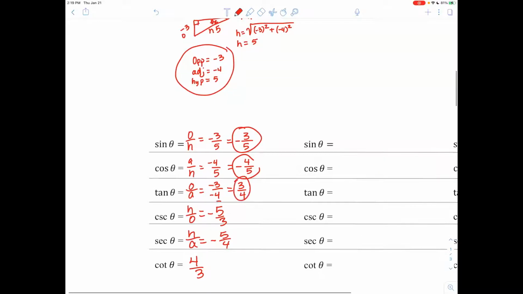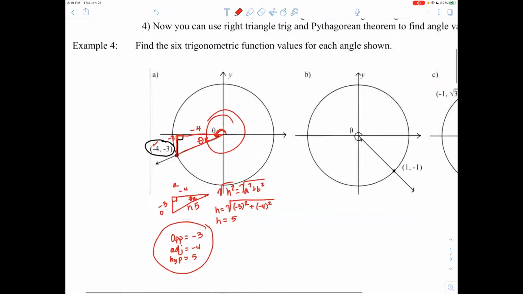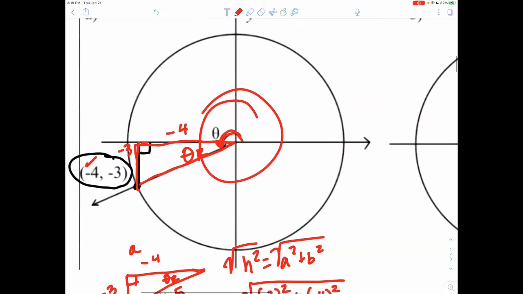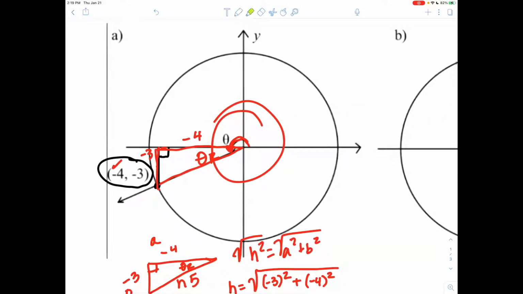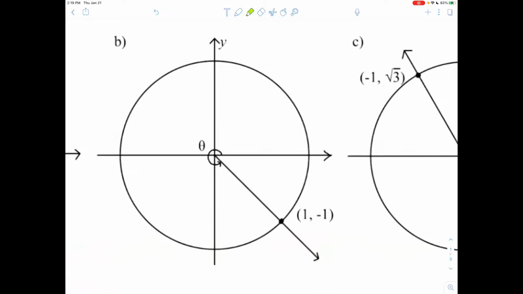And so those would be all the trig function values of angle theta, which is this large angle up here in the picture. Again, we just created the little reference triangle so we could use the little reference angle to help us find our opposite, hypotenuse, and adjacent. And we were really careful to pay attention to those negative values. Let's try one more together and then you can do number C.